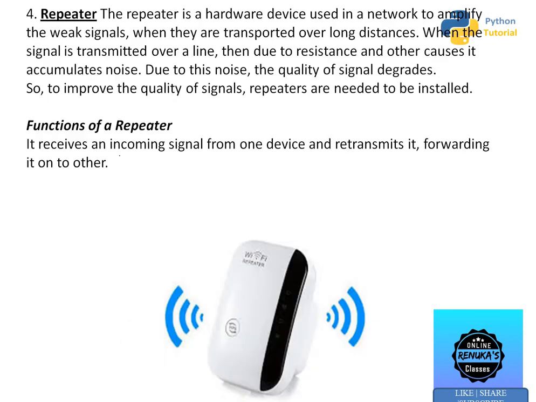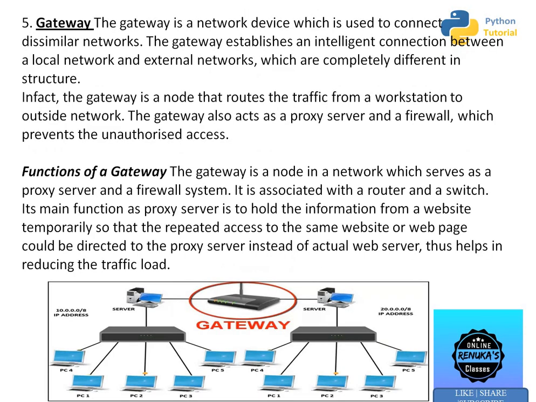Then comes the repeater. A repeater is a hardware network device which is used to amplify the signals. When we have to transmit the signals over a long distance, after traveling some distance, due to noise or other resistance, the signals become weak. So from time to time we need to amplify those signals, and that is the task of a repeater, to amplify the signals so that they can reach the destination in proper form.